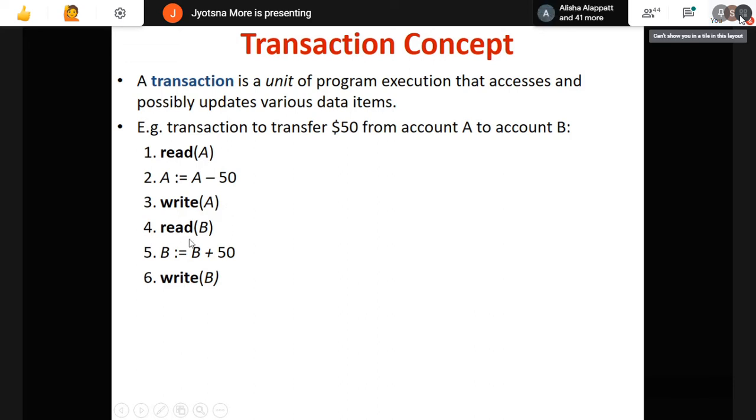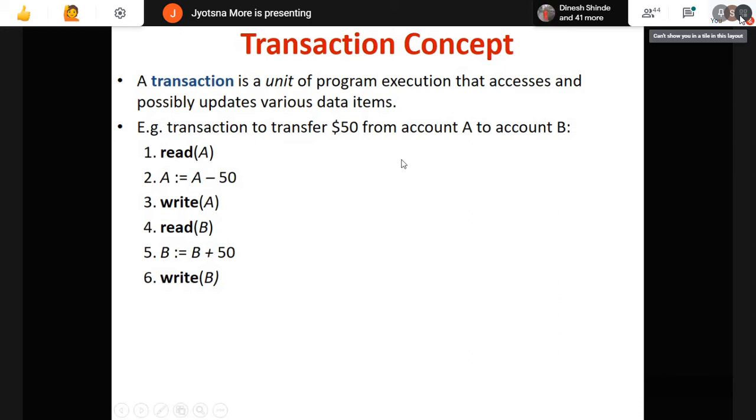Remember. Then I am reading the value of B, which is 200, right? B is now B plus 50, which will be 250, but it is not written yet. After writing, it is 250. Correct? So now after this transaction execution, the value of A is what? 150. Value of B is what? 250. Sum of the values before executing the transaction is what? 200 plus 200, that is 400.